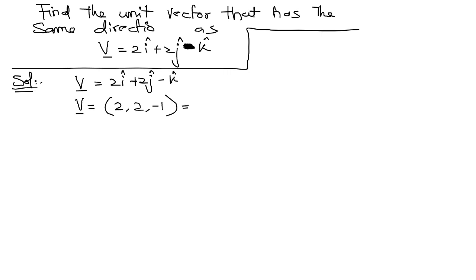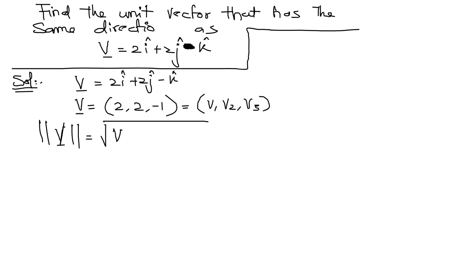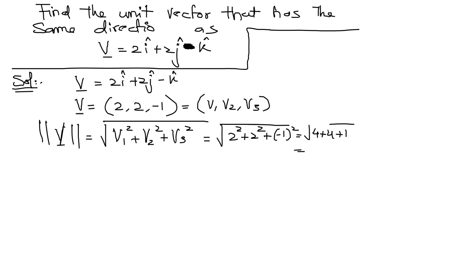That means you have v1, v2, and v3. So how can you find the norm of the vector? The norm of the vector has a formula: the square root of v1 square plus v2 square plus v3 square. So that becomes 2 square plus 2 square plus minus 1 whole square, which is equal to 4 plus 4 plus 1, that is 9. Square root of 9 is equal to 3. So the norm of the vector v is equal to 3.